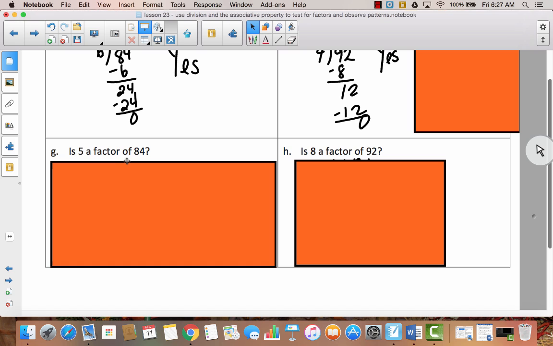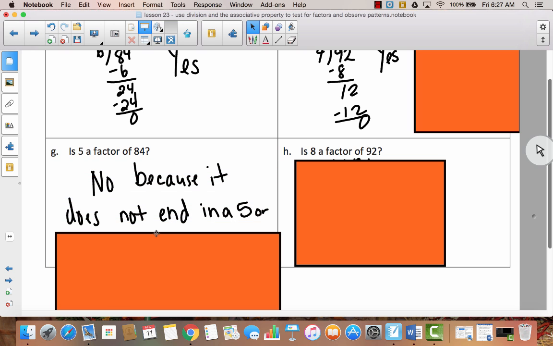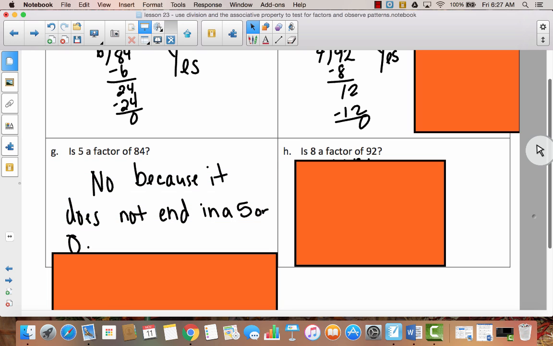Well, you could have used division here. You could have divided 84 by 5, but I knew that all numbers that have 5 as a factor end in 0 and 5, because when you count by 5s, they all end in 0 and 5. So I knew right away that 5 was not a factor of 84 because 84 does not end in a 5 or a 0. If you use division here and you got a remainder, you still would have got the answer no.